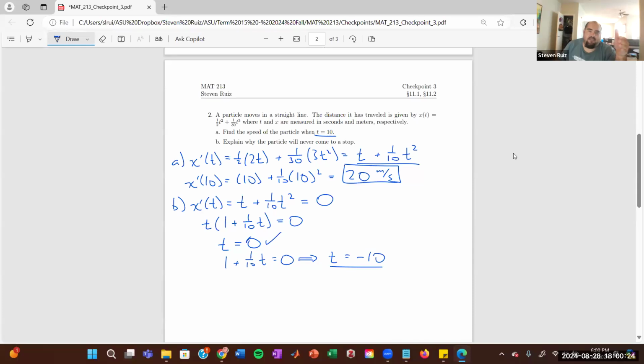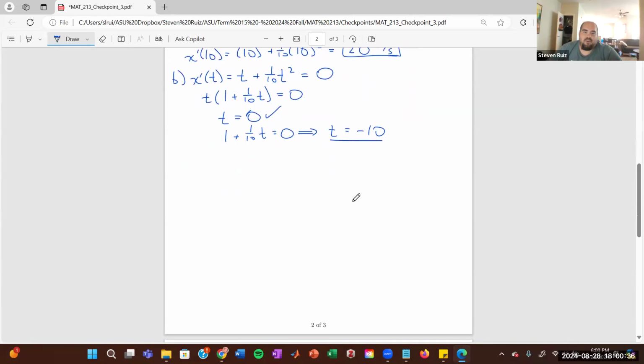Also, we do have time equals 0 seconds, but we know the particle is moving at every time after this. So the particle is never going to come to rest again. All right, moving on to question 3.